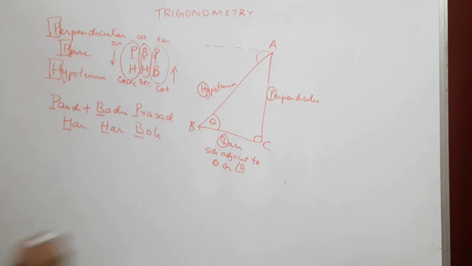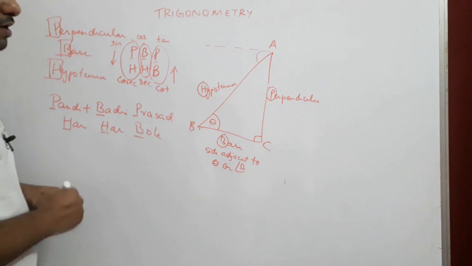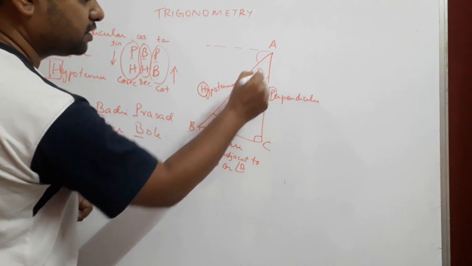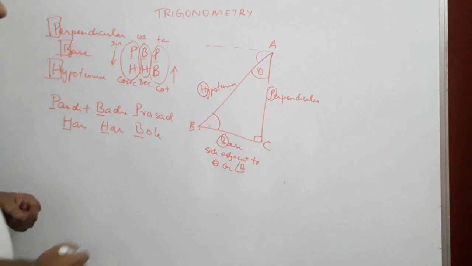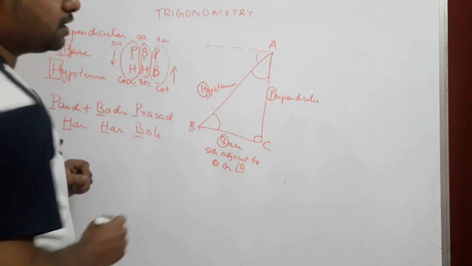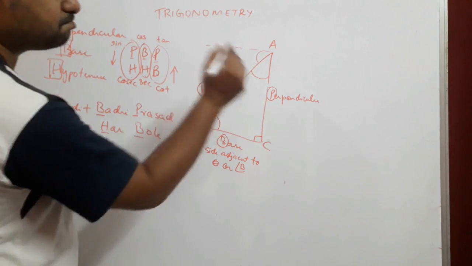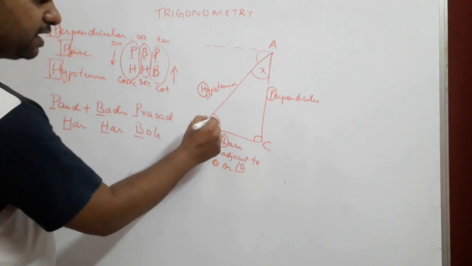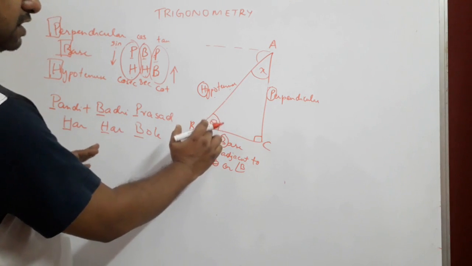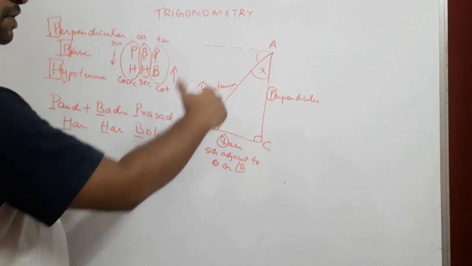Now, what if this angle is not over here, but it is over here? Will the ratios remain the same? See, when the angle was here, I'll give a different name over here. Let's say this is x, okay, and I'll keep this as theta over here. Now, will the ratios remain the same?